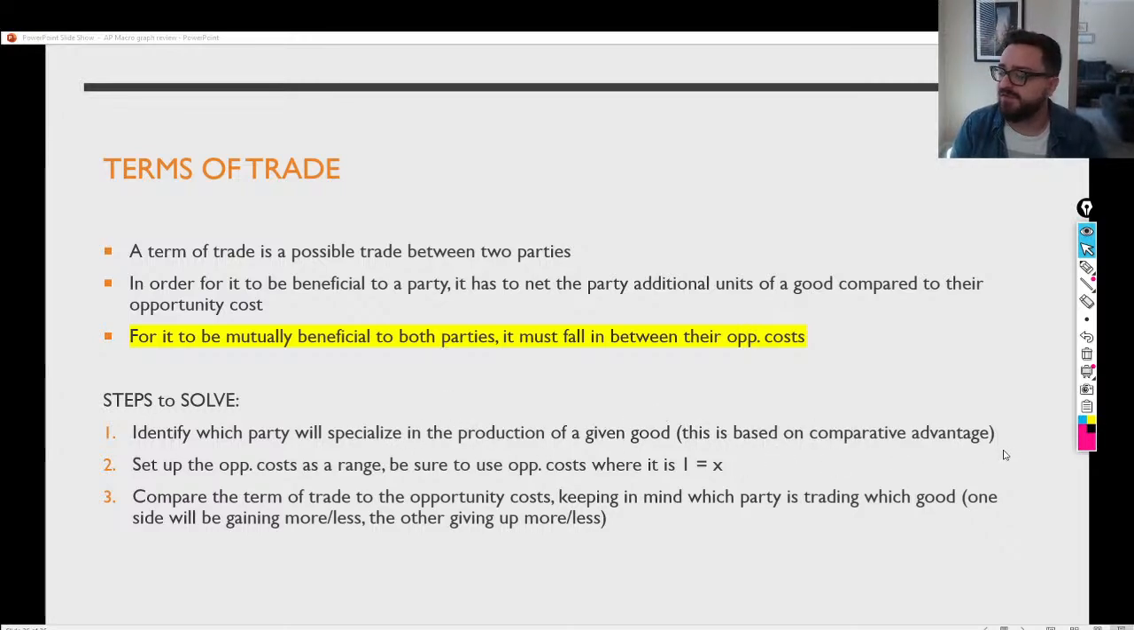It'll help you get the logic and the reasoning down if you know who is making what. That's based on comparative advantage. So if you've got a comparative advantage, you'll specialize in that. I then set up the opportunity costs as a range, and make sure you use your opportunity costs where it's like 1 of blank equals X of blank, like how I've done my opportunity costs, the 1 for 1/6, the 1 for 1/3, set up like that. And then compare the term of trade to the opportunity costs, keeping in mind which party is trading which good. One side will be gaining more than less. The other side will be giving up more or less for it to be beneficial.